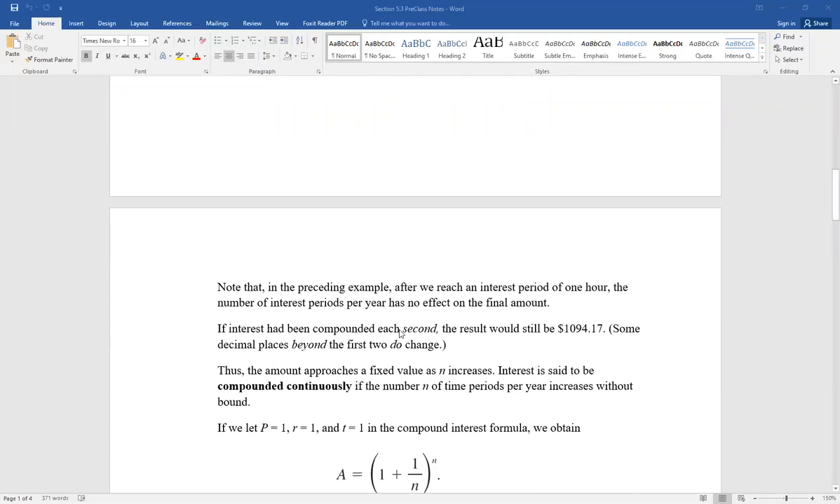If the interest had been compounded every second, the result would still be this because the decimal places are changing beyond the first two, which are how we are rounding. So the amount approached a fixed value as interest increased, and this is the key word for us, compounded continuously. So that's the big word.